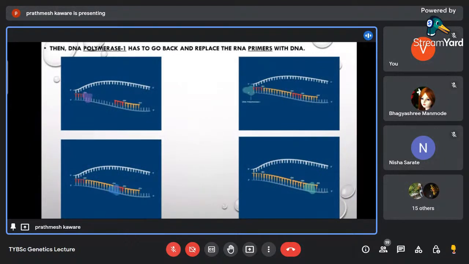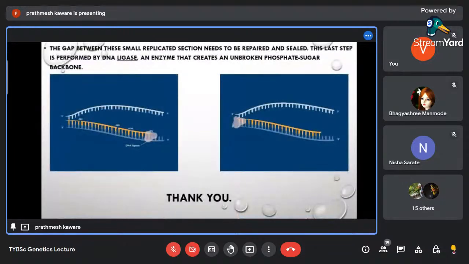Then DNA polymerase 1 has to go back and replace the RNA primer with DNA. The gaps between these small replicated sections need to be repaired and sealed. This last step is performed by DNA ligase, an enzyme that creates an unbroken phosphate sugar backbone.